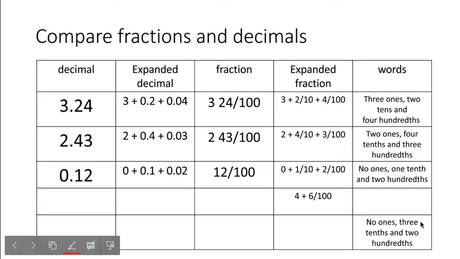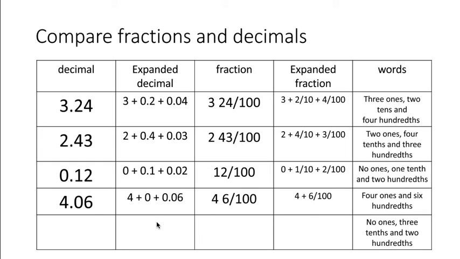Okay, and from the very last one, we've got words to begin with. Oh, make that appear. We've got words to begin with on the very last one. No ones, 3/10 and 2 hundredths. Again, I would write it as a decimal, 0.32. You can expand it, turn it into a fraction, and expand that fraction. And all of these would mean exactly the same thing. They're all equivalent. I can compare them all.